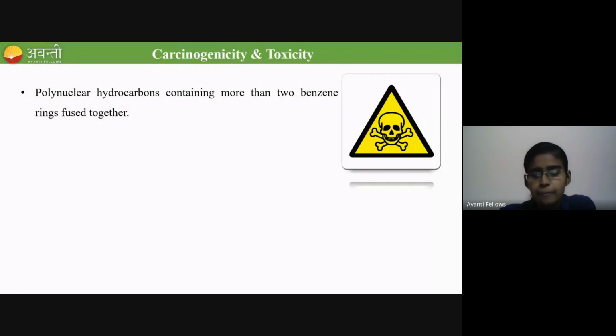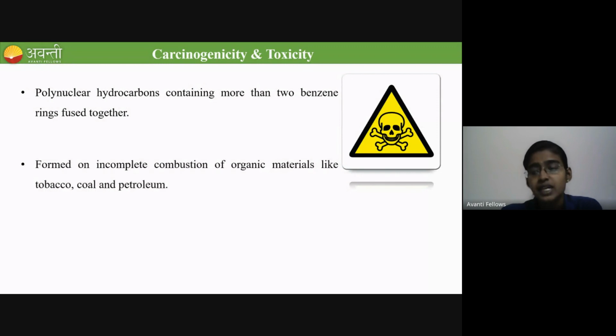Now, how are these compounds formed? From where are we getting these kinds of compounds with more than 2 benzene rings fused together? We are getting them from the incomplete combustion of organic material. Incomplete combustion, if enough amount of oxygen is not available for the combustion of that particular hydrocarbon or organic material like tobacco, coal and petroleum. So the compounds which I have shown you on the previous slide are formed and they are producing this toxic property.